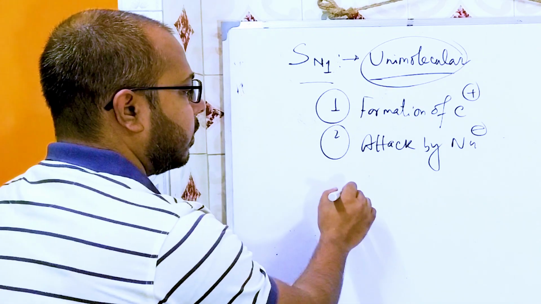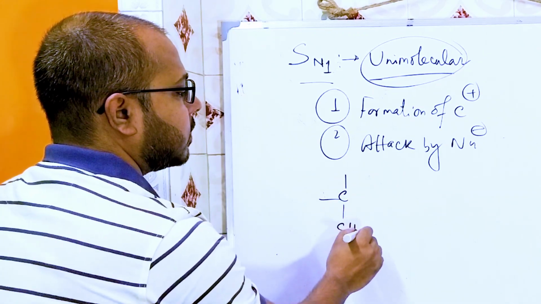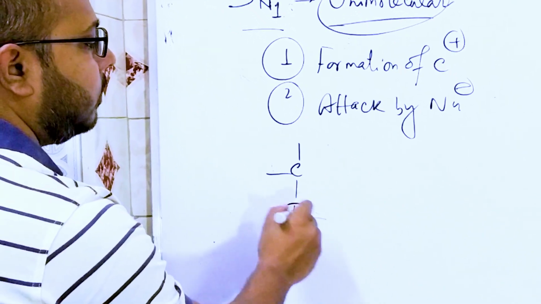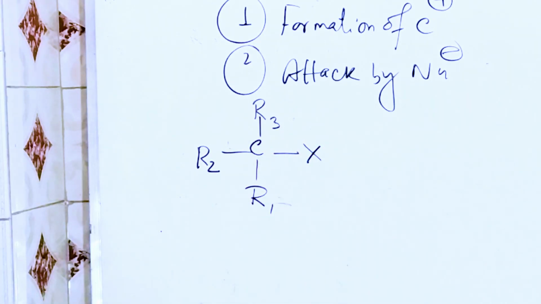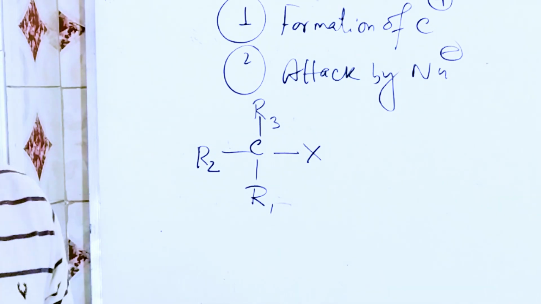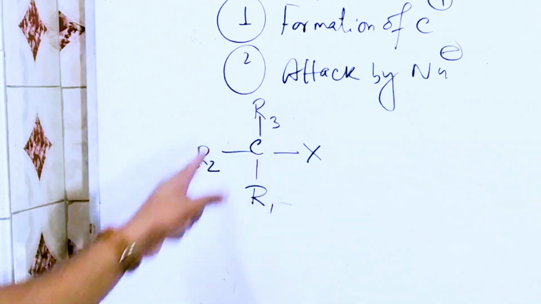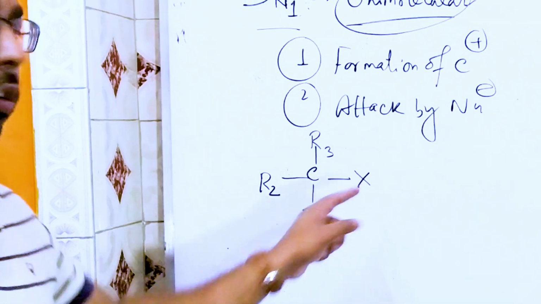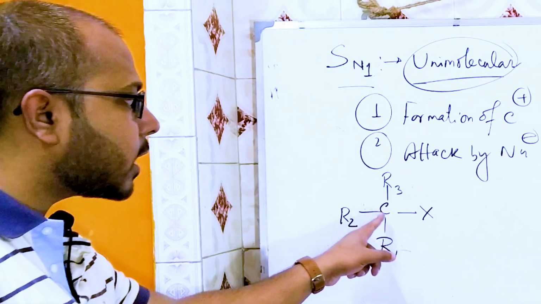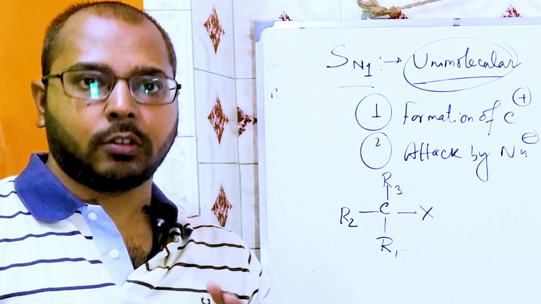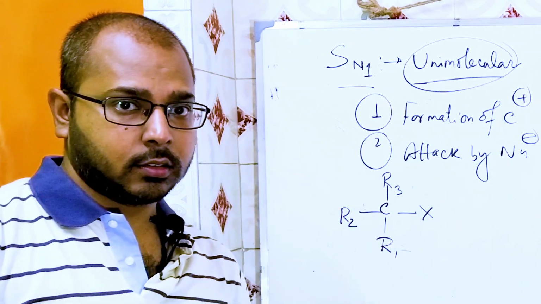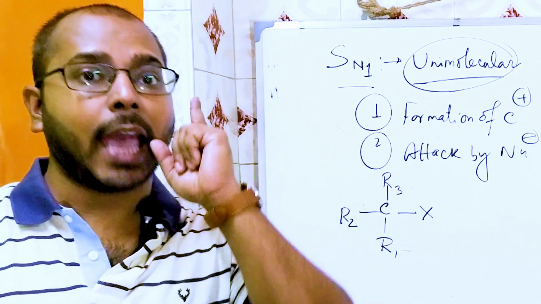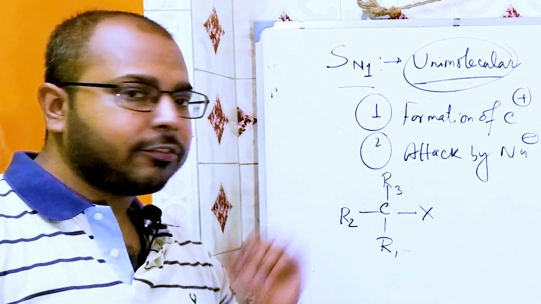So, if it has R groups like that and one halogen atom, maybe it's fluorine, chlorine, bromine, iodine, whatever. So, if three R groups are different and one halogen is also a different group, so this carbon is now a chiral carbon because four different groups are attached with it, isn't it? So it is an optically active carbon, optically active compound.